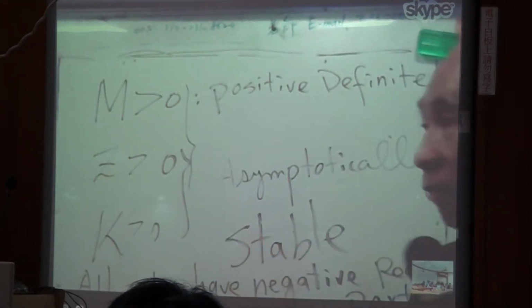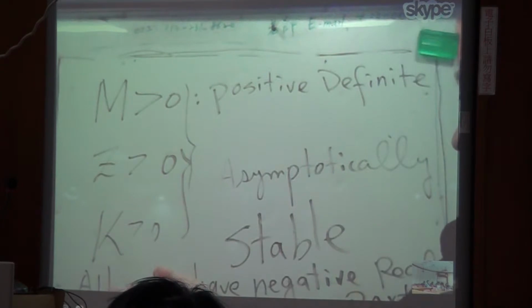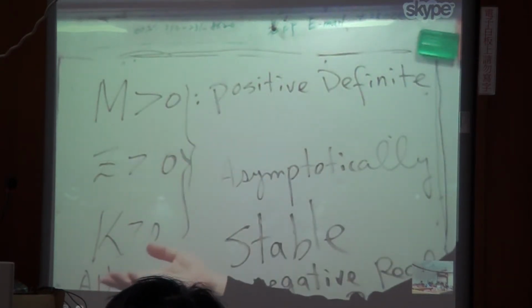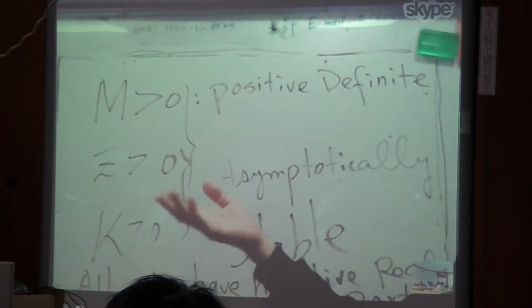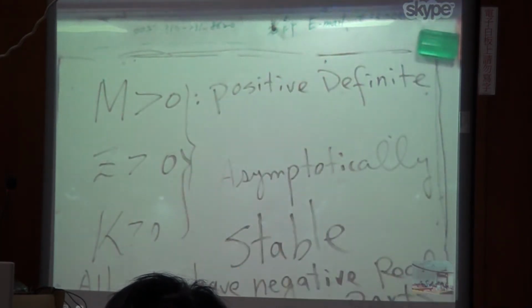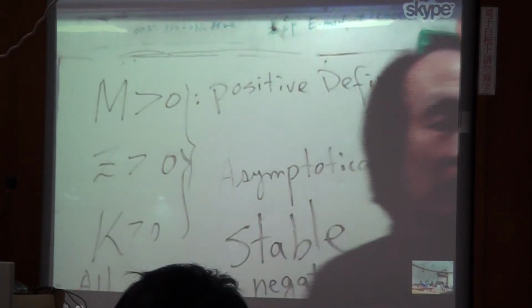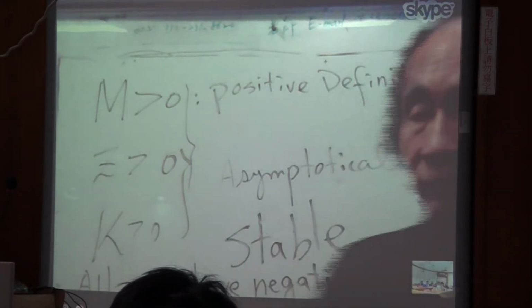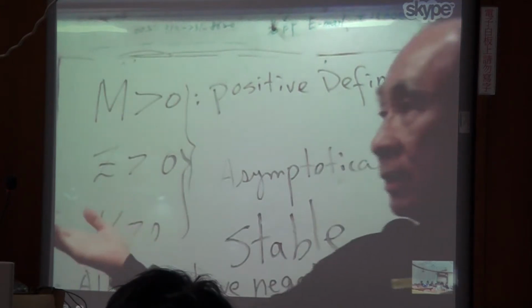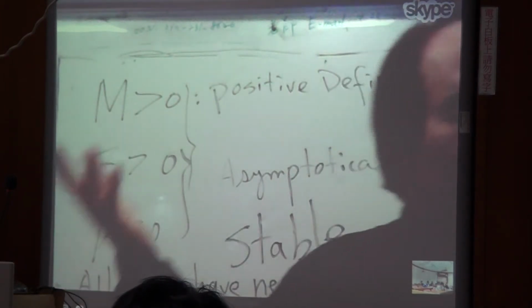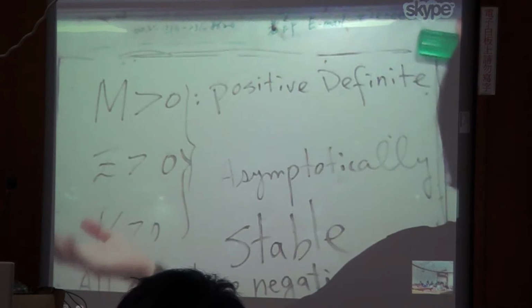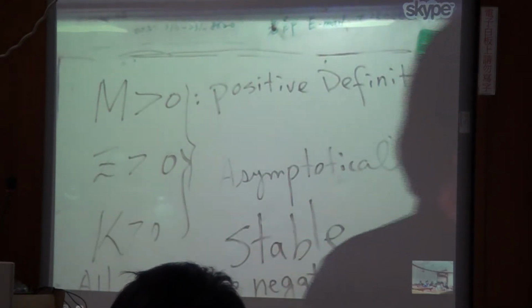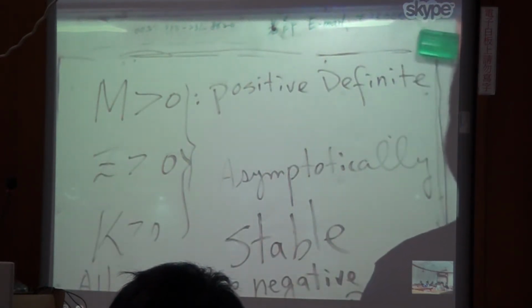And mathematically, how do you say this is a stable system? You look at the mass matrix, the stiffness matrix, and then the damping matrix, and if all these three matrices are positive definite, then we know that this is an asymptotically stable system. And physically, that's on the bottom side of these slides.